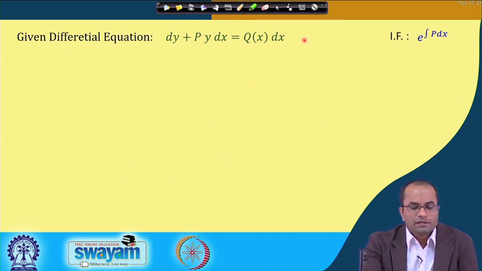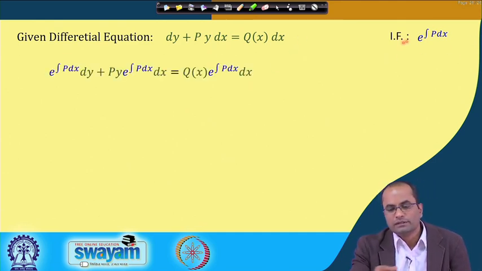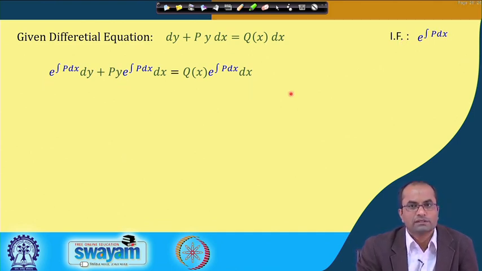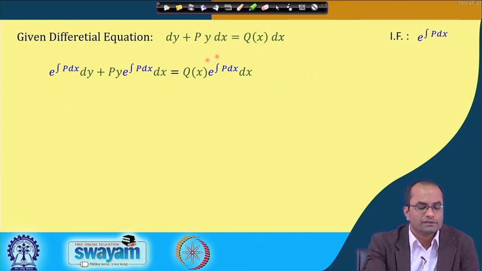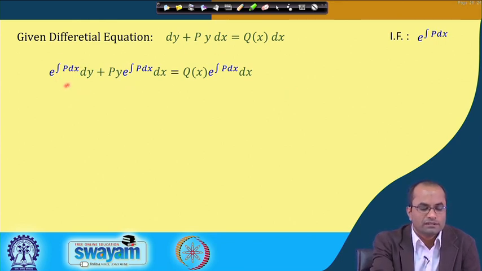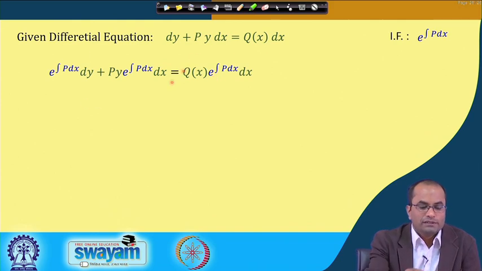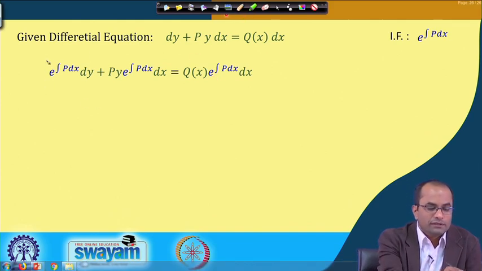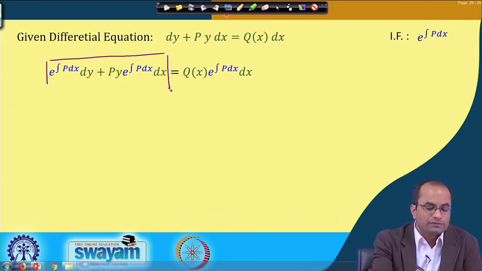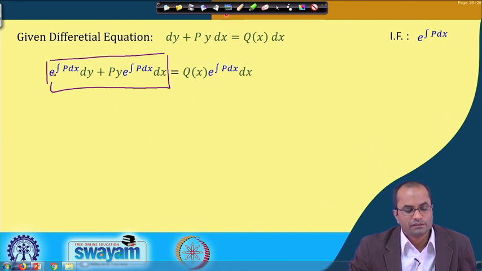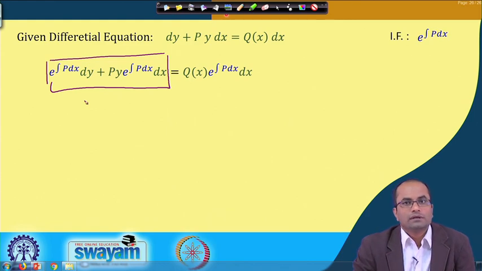So, we have this differential equation, and we have the integrating factor e to the power integral p dx. If we multiply the given equation by this integrating factor, then e to the power integral p dx appears in this term and also on the right hand side. Now, the left hand side should be the differential of some function f(x, y). That is the point. After multiplication, this will become the total differential of some function of x, y.